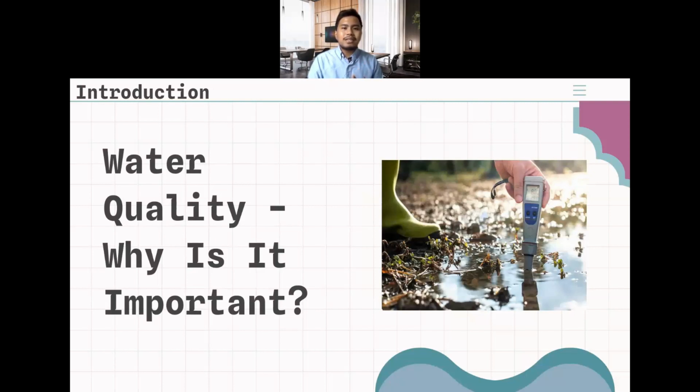Third is improved productivity. Maintaining optimal water quality conditions directly impacts the growth and productivity of aquaculture species. Monitoring parameters like dissolved oxygen and nutrient level enables farmers to create ideal conditions for faster growth and better feed conversion rate.